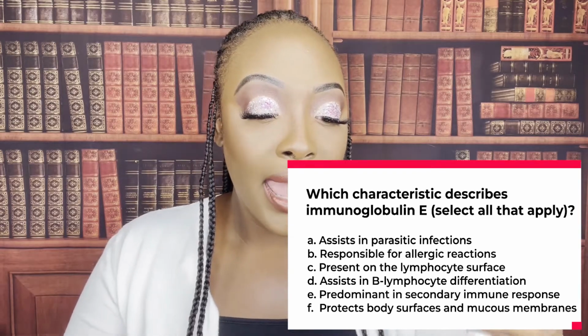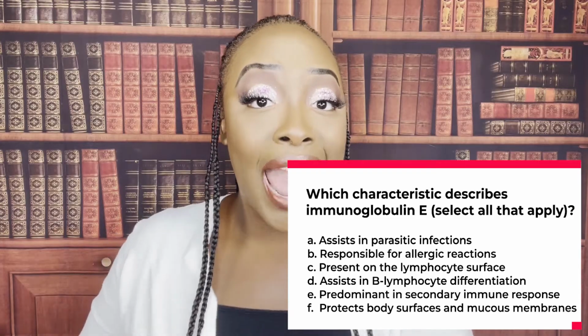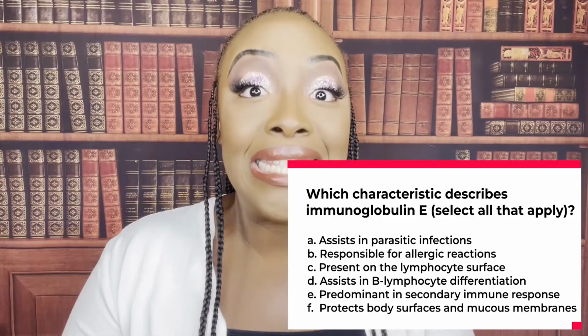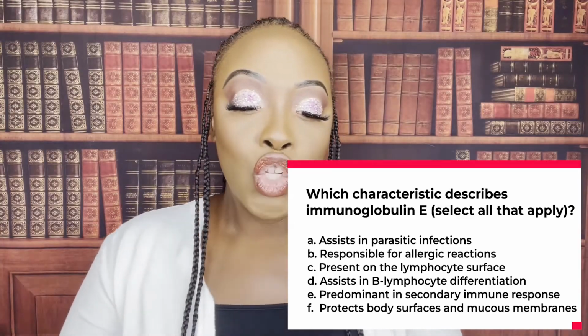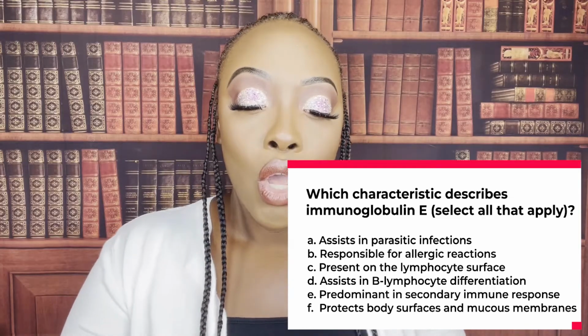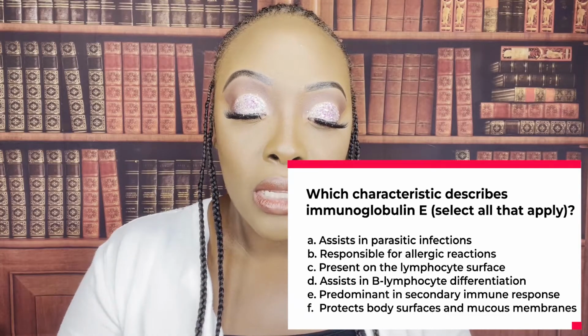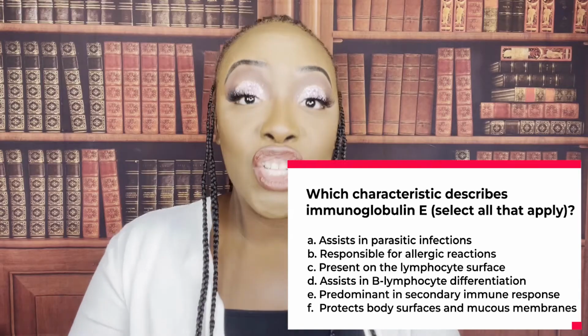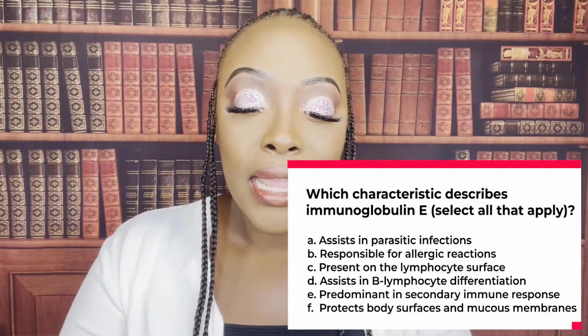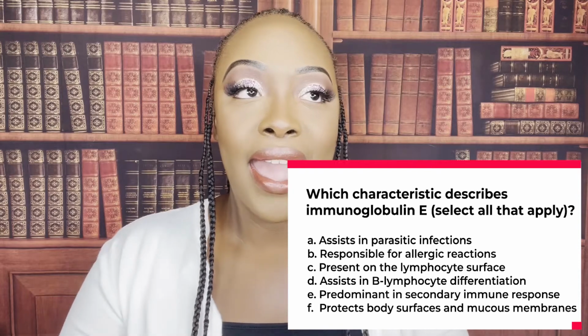So choice A and B absolutely is IgE, immunoglobulin E. Choice C, that's IgD, as in delicious. Choice D, that's IgD, as in delicious. Choice E, predominant in secondary immune response, that's IgG, as in great. And then F is IgA, as in Amazon, where I like to shop.